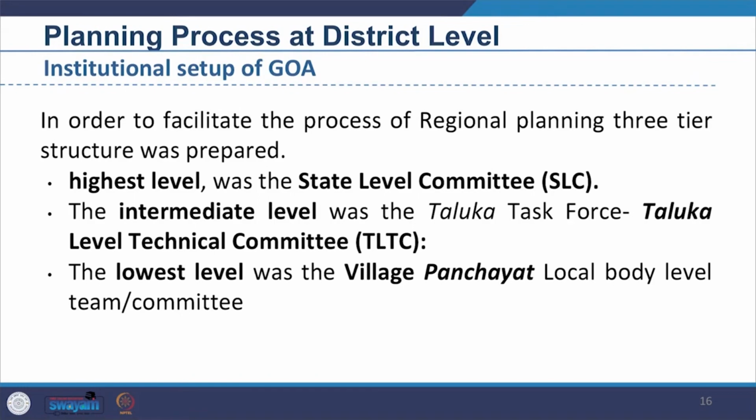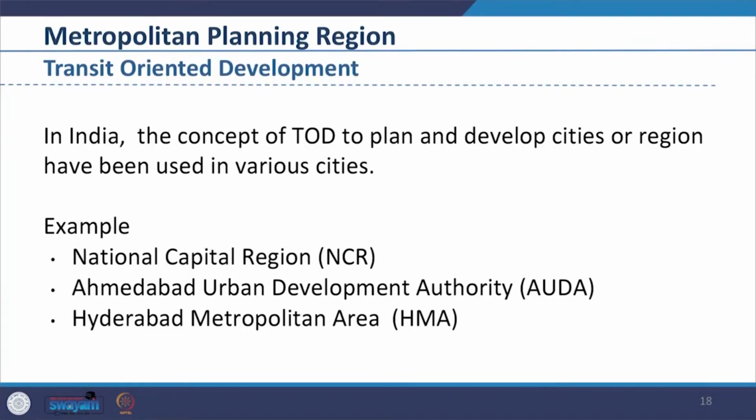regional plan. Further, we see the detail about how transit-oriented development is done at the regional level. In India, the concept of TOD, transit-oriented development, to plan and develop cities or regions has been used in various cities. Some of the examples include National Capital Region, Delhi, Ahmedabad Urban Development Authority, AUDA, Hyderabad Metropolitan Area.